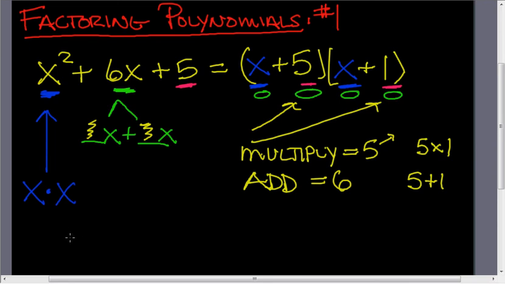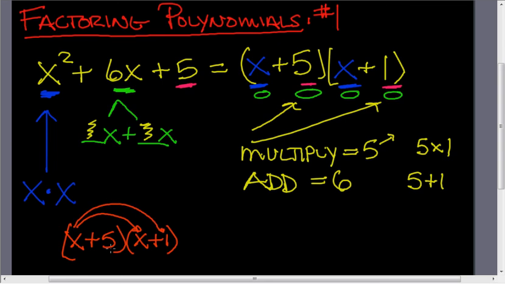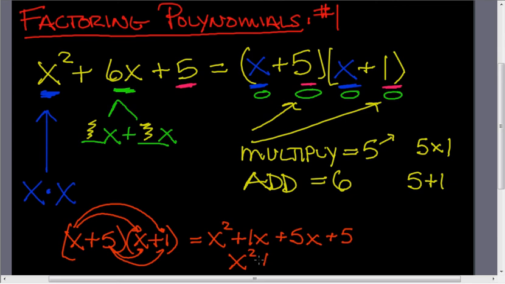Let's do it down here to make sure we're right. x plus 5 times x plus 1. x is going to multiply the x and the 1. The 5 is going to multiply the x and the 1. x times x is x squared. x times 1 is 1x. 5 times x is 5x. And 5 times 1 is 5. And if I combine those like terms in the middle, I get x squared plus 6x plus 5. What we started off with.